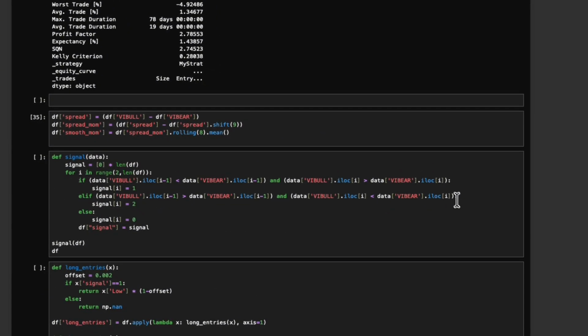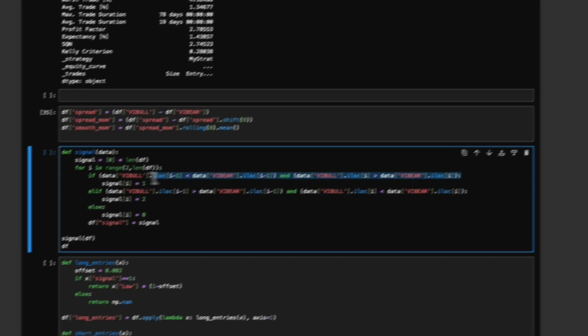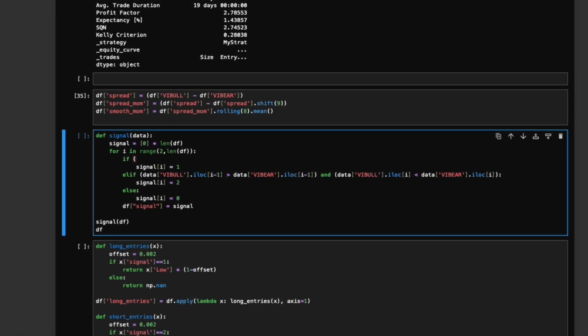So if I just delete all that, let's start again. We're going to take our smooth momentum .iloc. The first condition would be that today's value of the smooth momentum line would have to be greater than yesterday's value. So data smooth momentum .iloc, and yesterday would be represented by i-1. So that would be our first condition.